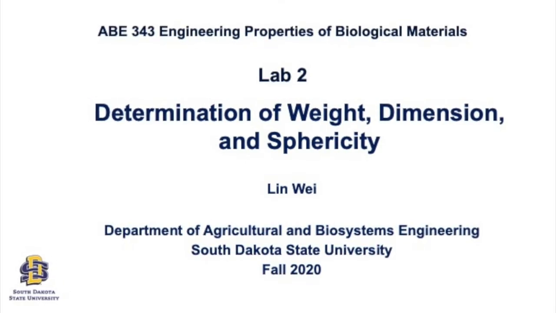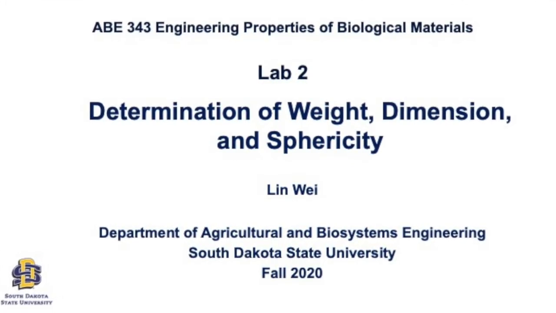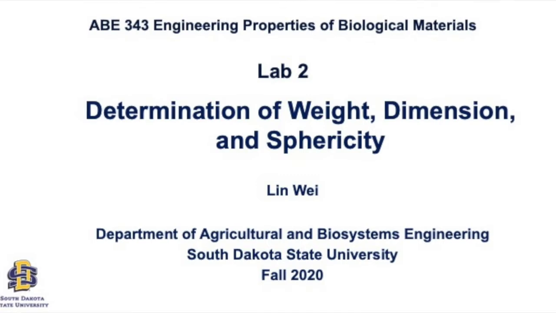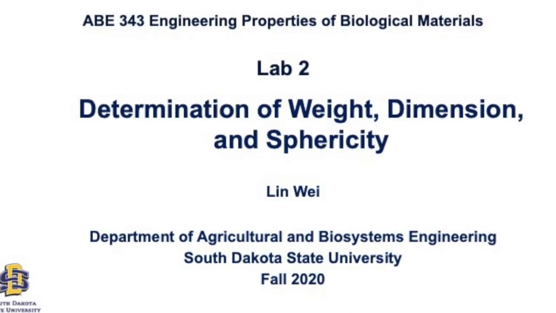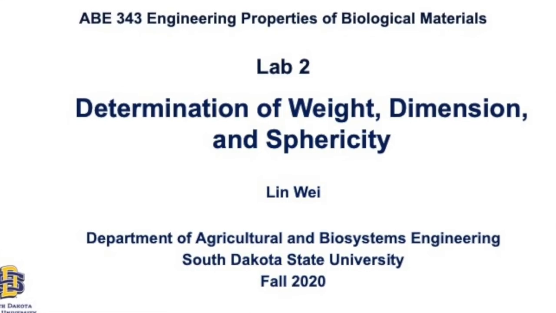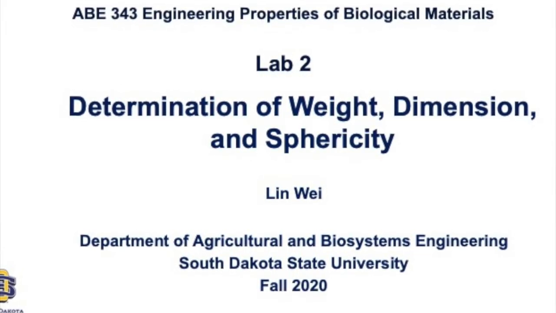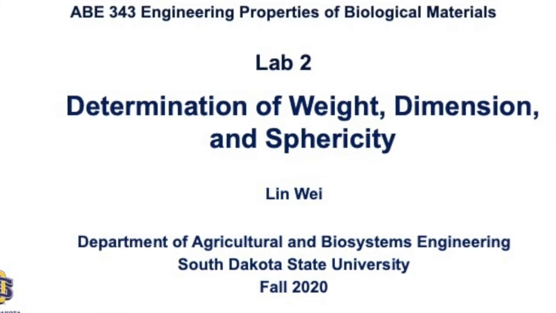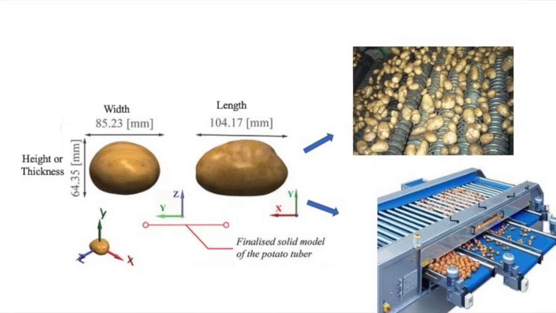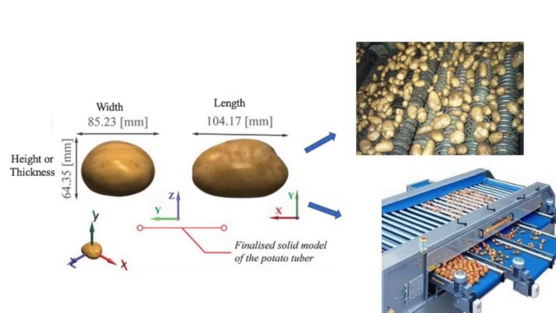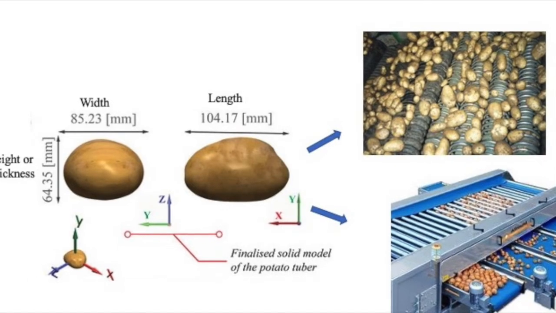Today, we will learn how to determine the weight, dimension, and sphericity of potato and corn kernels, and figure out the relationship between these parameters. It's very important to correctly describe the shape and size of biomaterial in agriculture engineering and food processing. For example, we need to know three dimensions of potato for sorting different grades of potatoes.